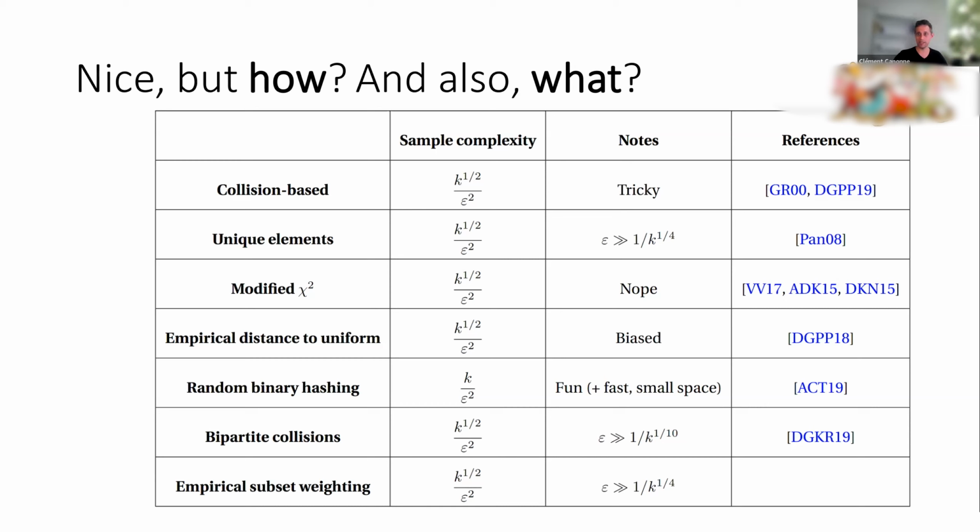If n is too large, at some point, if n is much, much larger than the domain size, I will see every element at least twice, even under the uniform distribution. And then the test is basically not giving me any information.